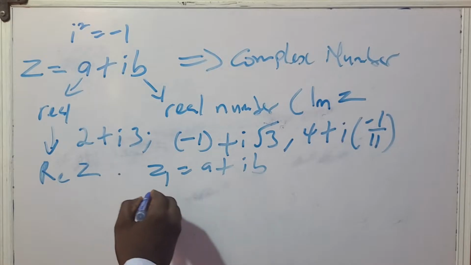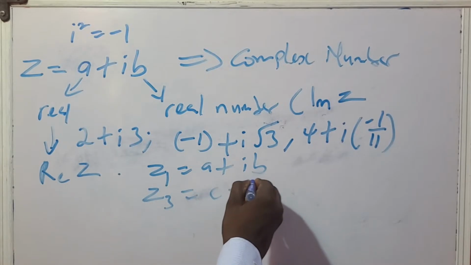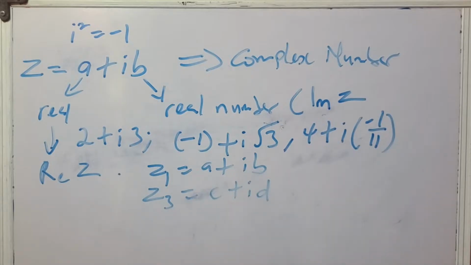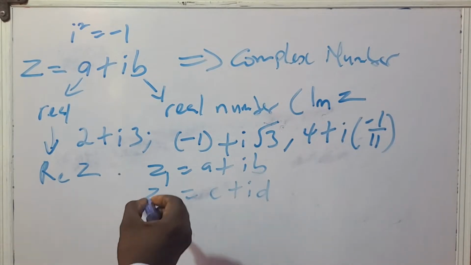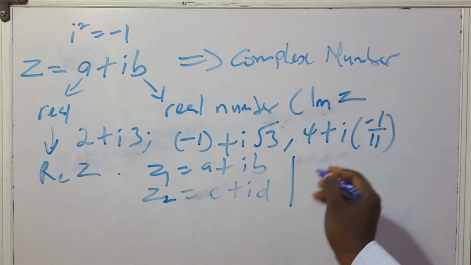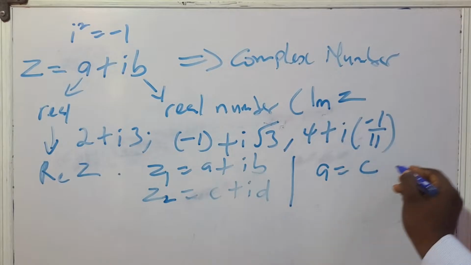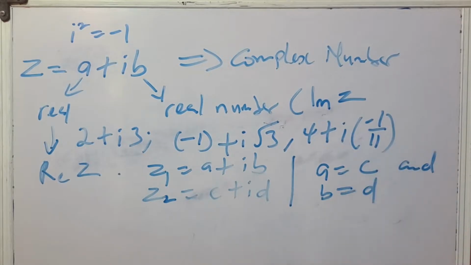And let's say we have another complex number Z2 given as C plus iD. Now, in this case, we can say that Z1 and Z2 are equal if and only if A equals C and B equals D.